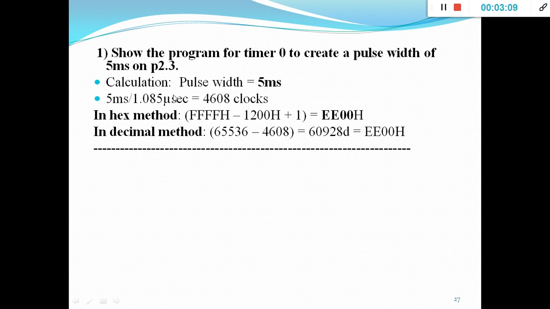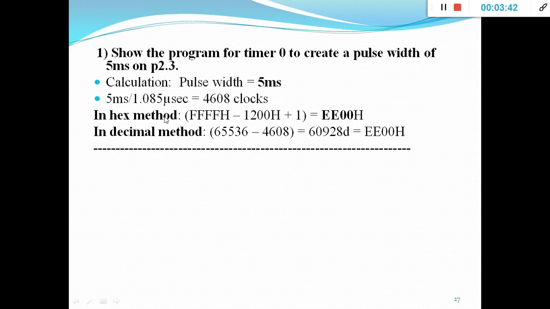So for that you divide by 1.085 microsecond, so that you will get 4608 clocks. Then you convert it to hex. When you go with hex method, whatever value you got, 4608, convert it to hex. Once you convert 4608 into hex, you are going to get 1200. Same formula to convert millisecond into count, count into millisecond. So now 4608 is converted into hex. You got 1200. So subtract it from FFFF plus 1.